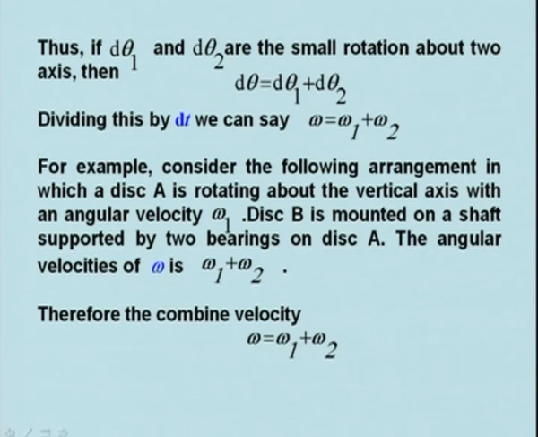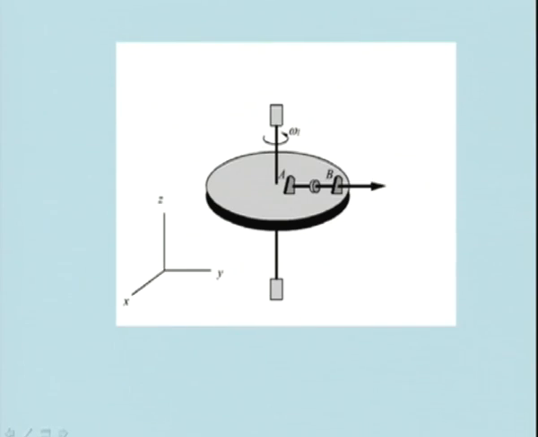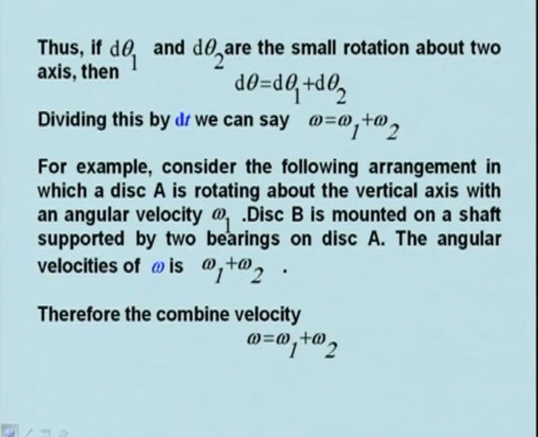For example, now consider the following arrangement, in which there is a disc which is rotating at omega 1, and there are two bearings on which this shaft is mounted, and there is a disc that is also spinning about another axis. If I show the x, y, z axes, one rotation of the whole disc is about z, and this is spinning about the y axis.